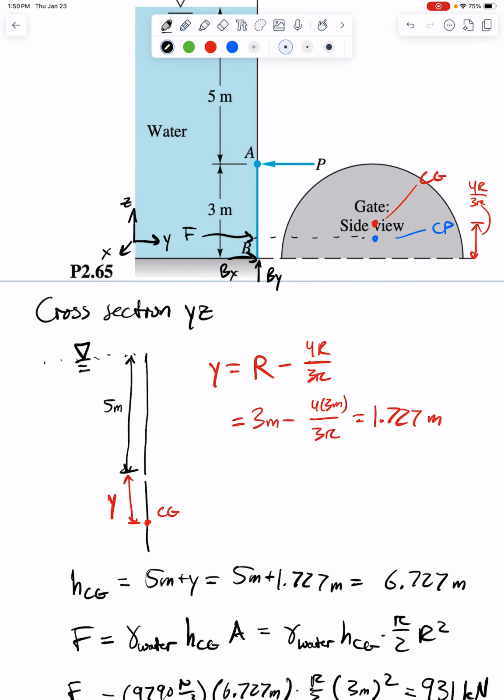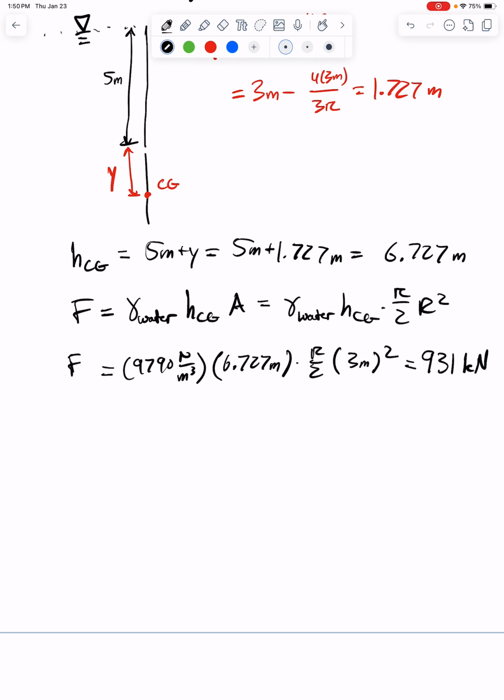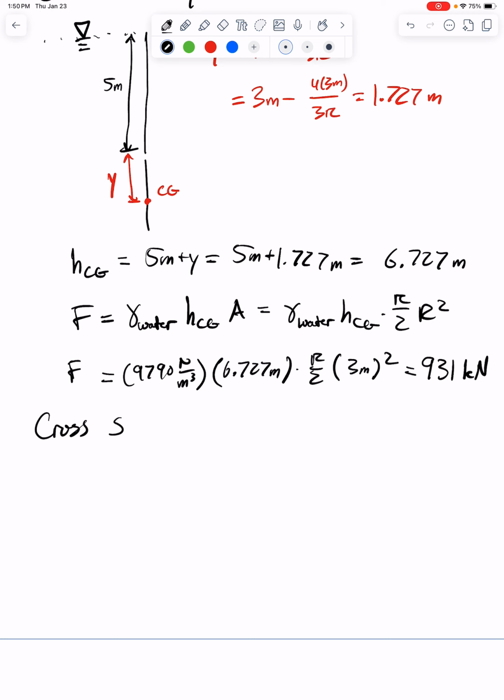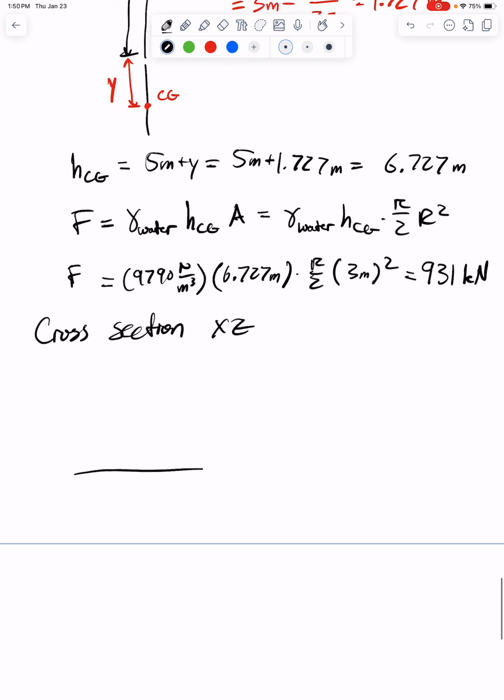So where is the center of pressure? We gotta switch cross-section view. So I see my gate, once again.